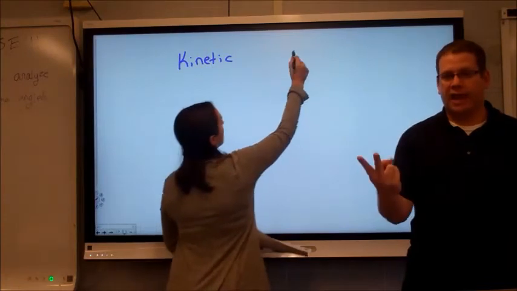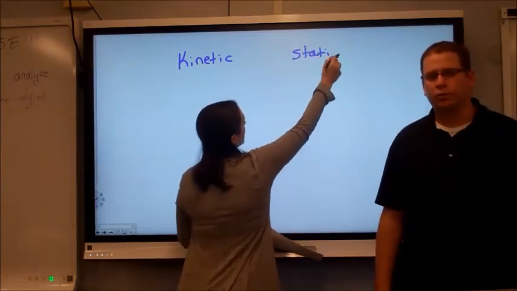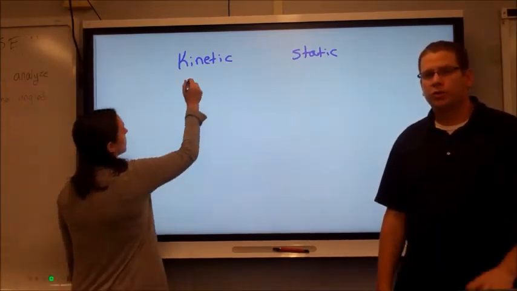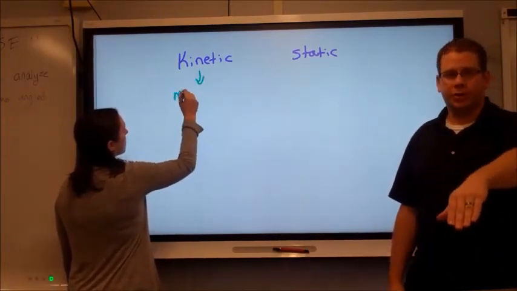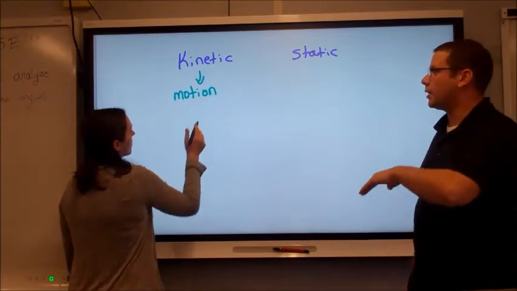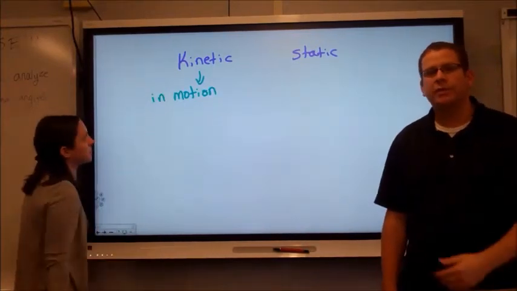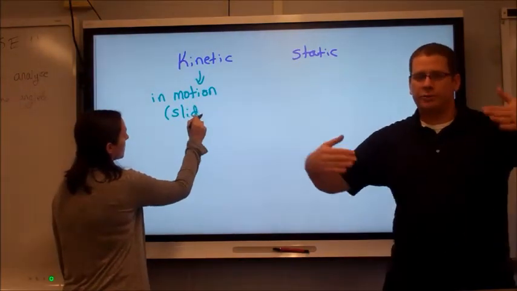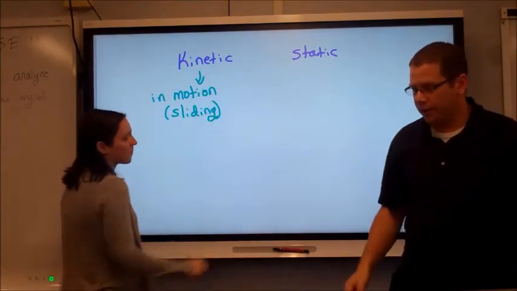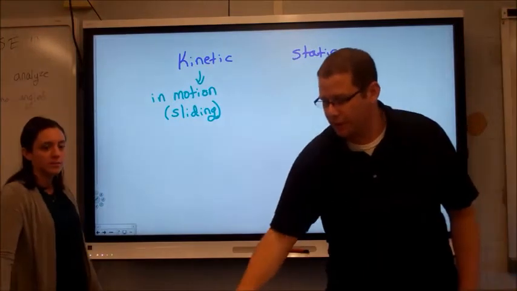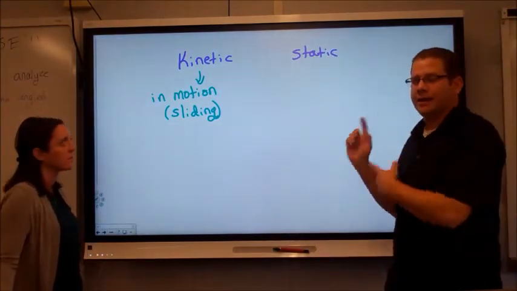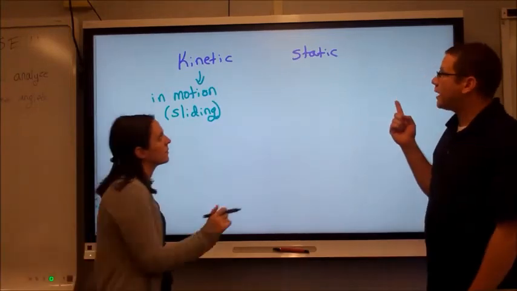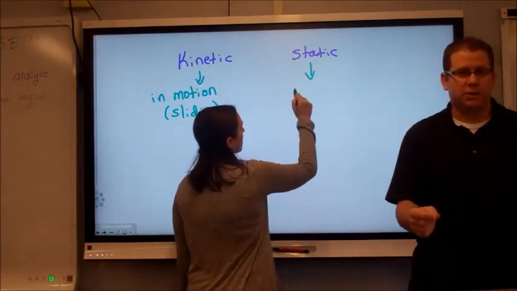Kinetic, static. Well, what's the difference? Which one do you use and when? Well, kinetic means motion. So if an object is already in motion, you would use the kinetic coefficient of friction. This means sliding. When 2 objects are sliding past each other, like for example the stapler on the desk, I slide the stapler, that's kinetic friction because the object is moving. Static means stationary.